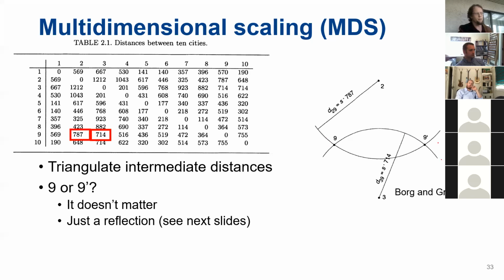So 9 and 9 prime. We have to make a decision. Which one are we gonna select? And in fact, it doesn't matter, because from this point on, it's just a reflection, and reflections in MDS space are fine.